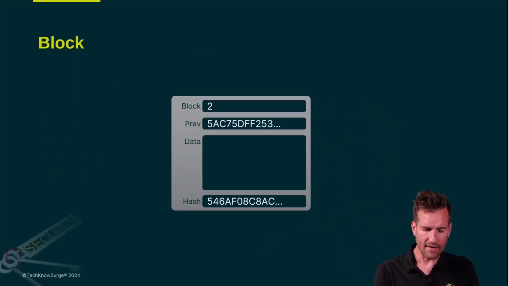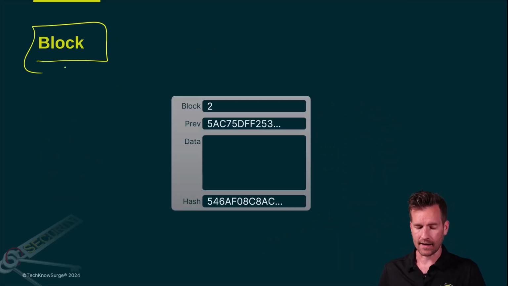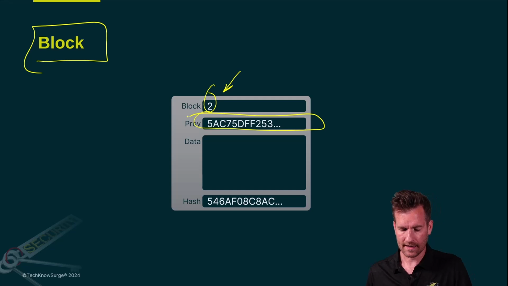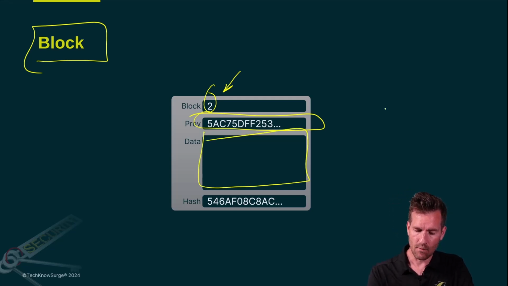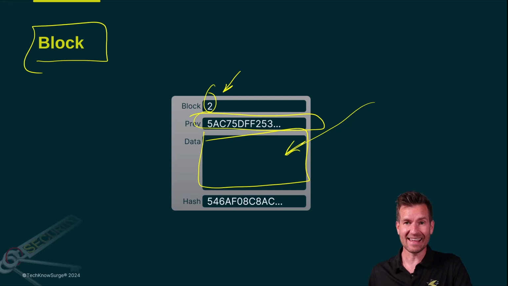So here we have a block. What is a block? Well, we're just going to give the block some sort of number here. We're going to get into this previous hash right here. We'll talk about that in a second. We're not going to get into that next. And then we have a spot for data, and we could put any type of data in here.